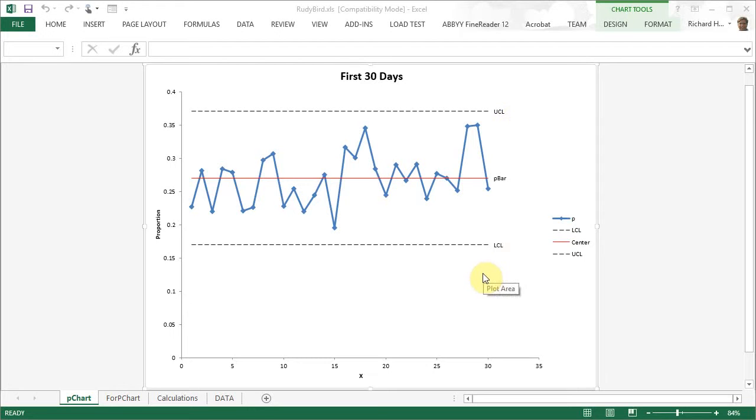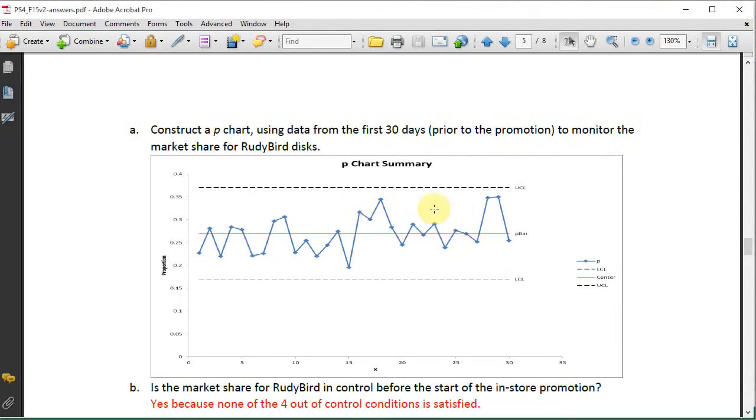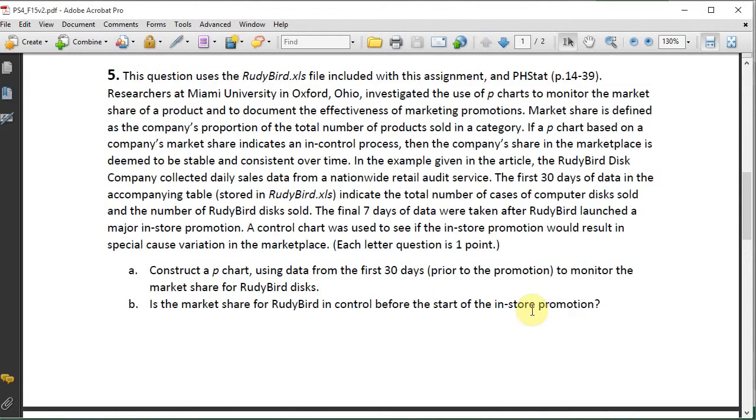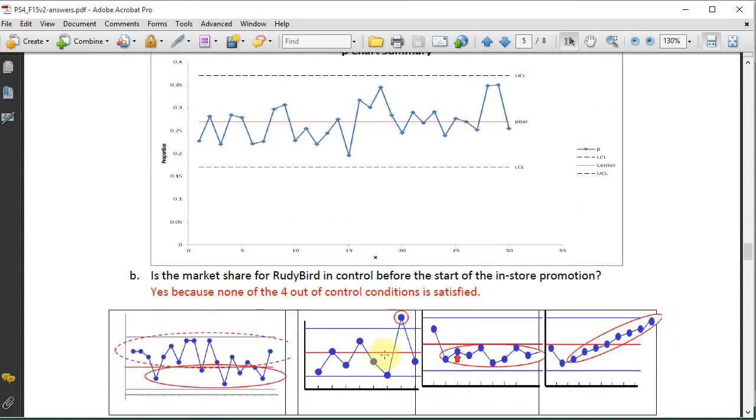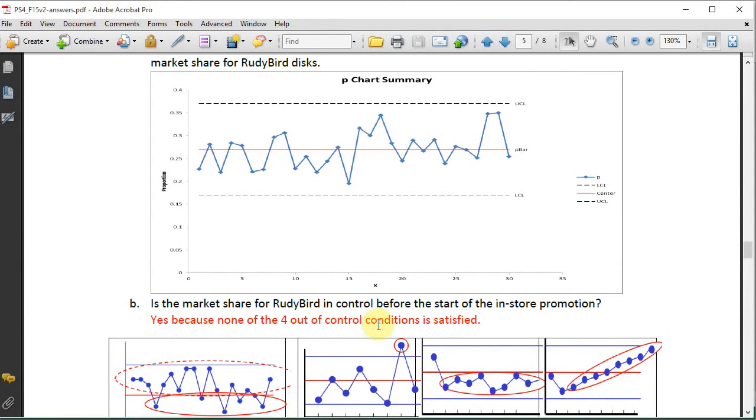And let's go back to our assignment, and so it looks something like this. And so the second question, okay, so that looks good. The second question is: is the market share for RubyBird in control before the start of the in-store promotion? Yes, we've just answered that, because none of the 4 out-of-control conditions is satisfied.